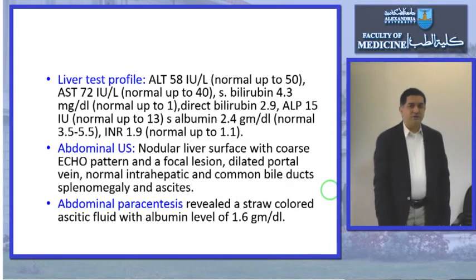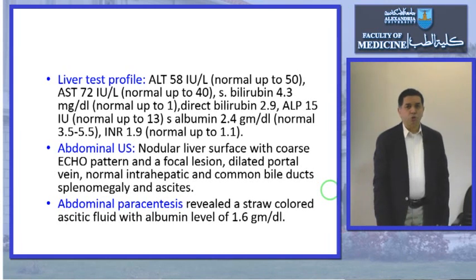Investigation of our patient, including liver test profile, revealed ALT 58 international unit. The upper limit of normal is 50. AST 72. Upper limit is 40. Serum bilirubin is 4.3 milligram per deciliter. Upper limit is 1. Direct bilirubin 2.9. Alkaline phosphatase 15 international unit and normally up to 13.